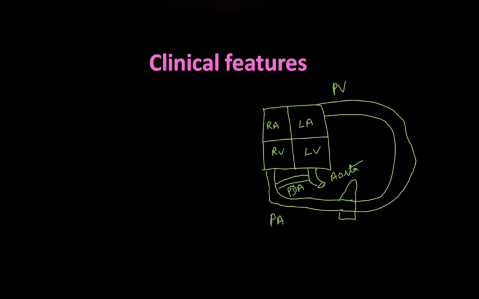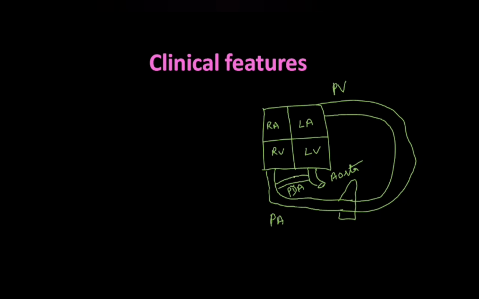So moving on to clinical features. Let us assume a schematic diagram where you have the right atrium, right ventricle, left ventricle. Here you have the pulmonary artery, lungs, and pulmonary vein opening into the left atrium. You have the aorta which opens from the left ventricle. The connection between the aorta and pulmonary artery is the patent ductus arteriosus.